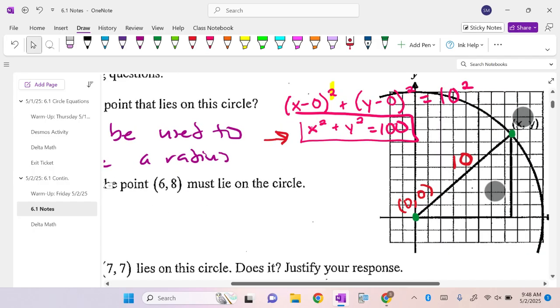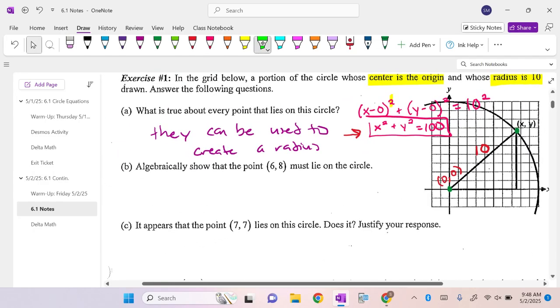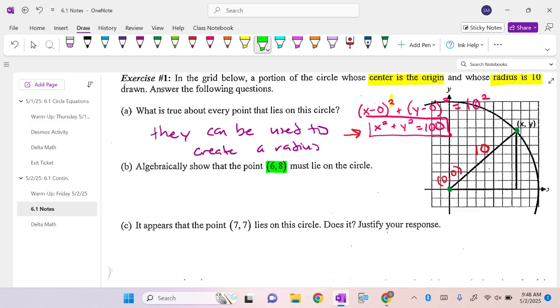Now, how do you think I'm going to prove that this point lies on the circle? There's two things I'm going to use. I'm going to use the point itself, and I'm going to use that equation. So what do you think I'm going to do? Plug it in for x and y. So 6 is x, 8 is y. When we plug it in for x and y, what are we checking for? How do we know if it lies on the circle?